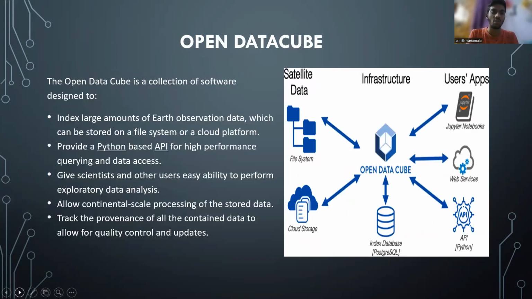Now coming to Open Data Cube. Open Data Cube is open source software that is designed to index large amounts of Earth observation data, which is stored in a file system or a cloud platform. Open Data Cube provides a Python-based API for high performance querying and data access.